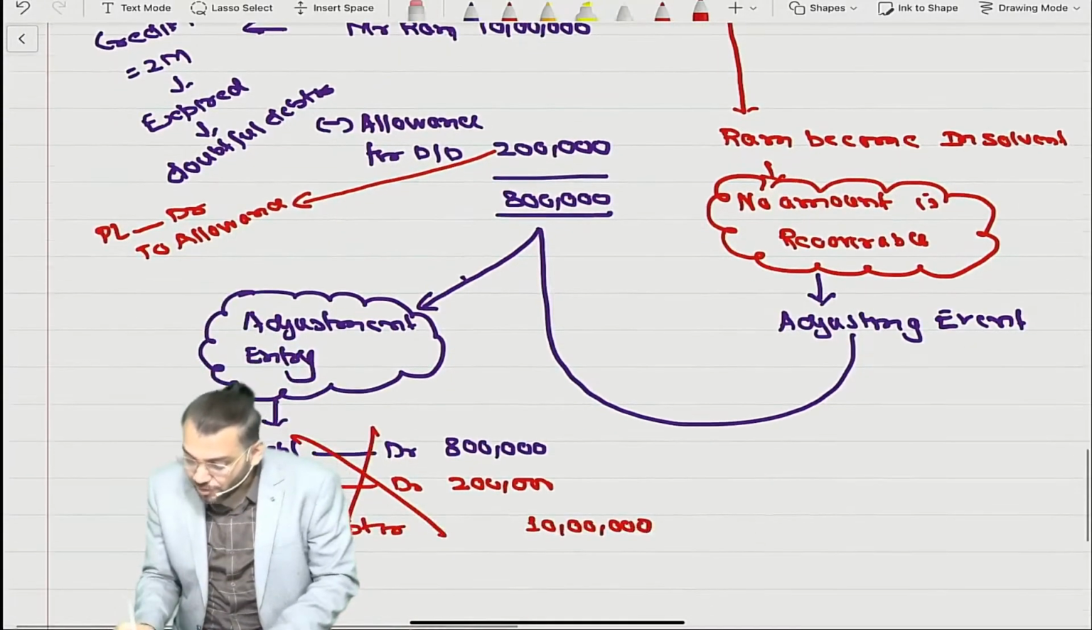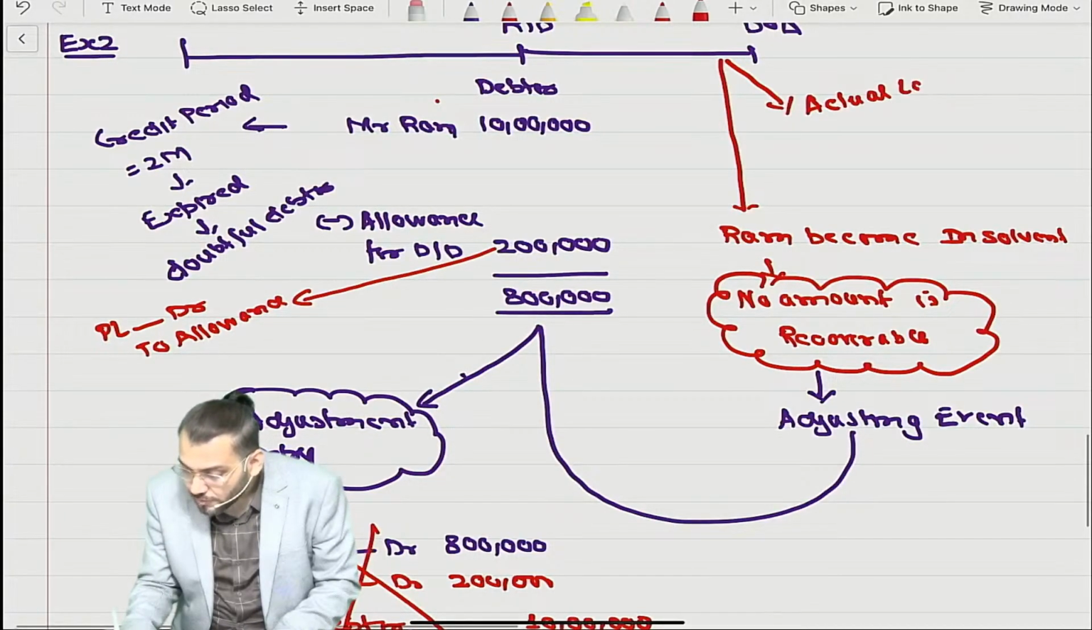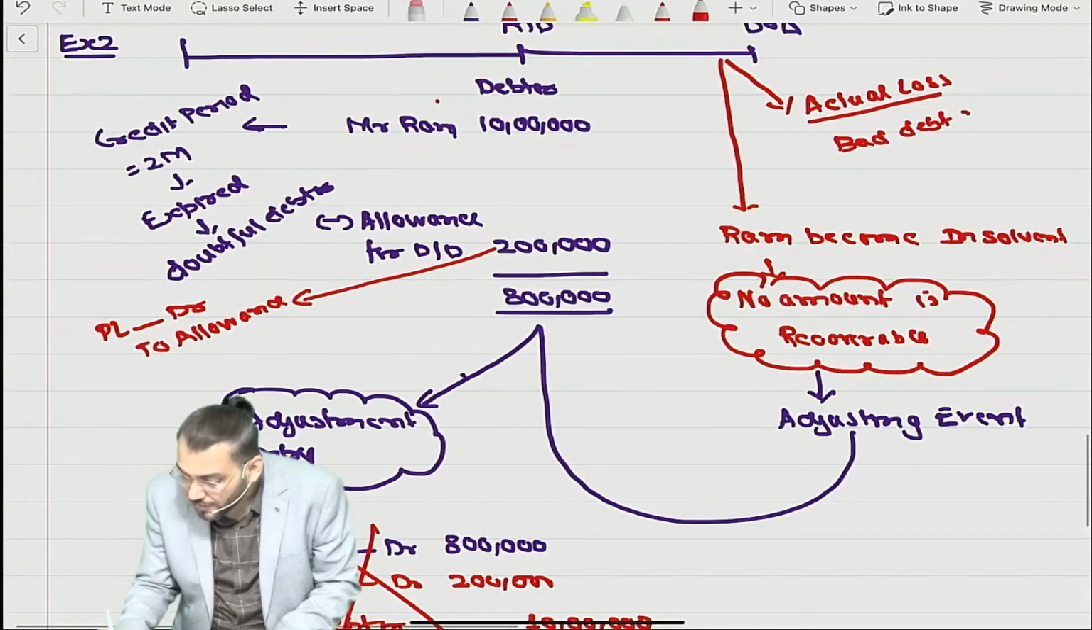Means can you say actual loss happened here? This is an actual loss. Means can you say you will pass one journal entry, bad debt will be recorded in this year.